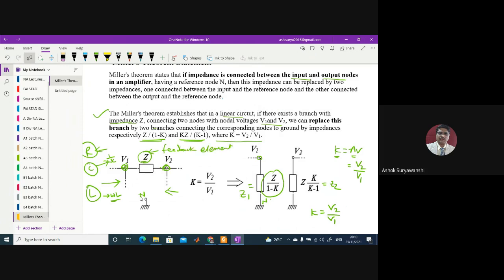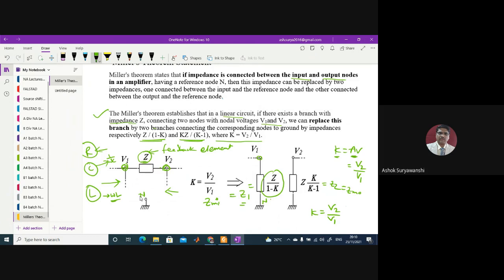So how can this feedback element be simplified? That theory is given by Miller. It is very simple: this Z can be split into two values. One is called Z1, which is given by Z upon 1 minus K, and the other is Z2, which is Z into K upon K minus 1, where K is nothing but the voltage gain V2 by V1. Z1 is also called ZMI, and Z2 is called ZMO.